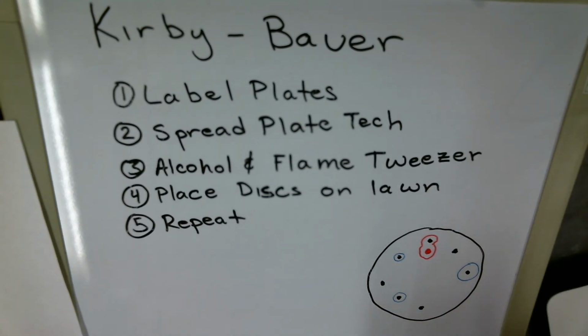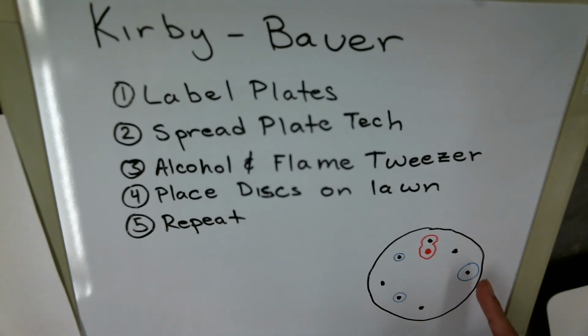You'll have a chart that you'll reference in regards to the measurements that you use on the ruler to say whether it's effective or not. Just because it has a big clearing doesn't mean that it's effective. You have to refer to the chart for each antibiotic.